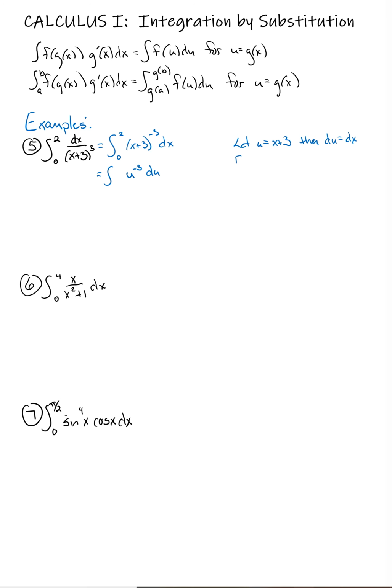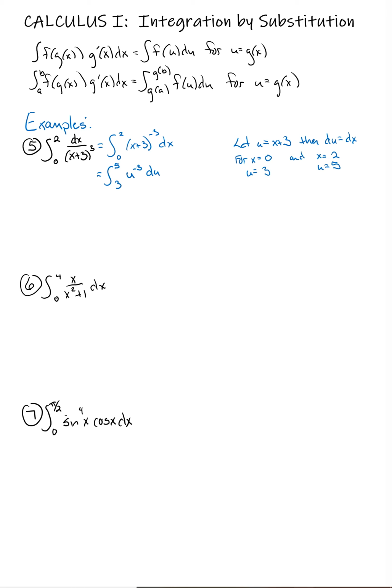So, for x equal to 0, u is equal to 0 plus 3, or 3. And for x equal to 2, u, again, 2 plus 3 actually gives us 5. So now we are integrating, instead of from 0 to 2, from 3 to 5.